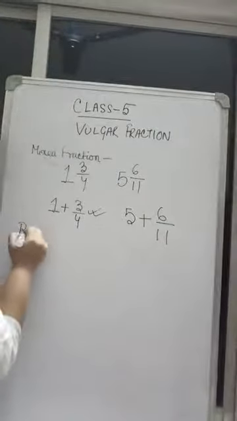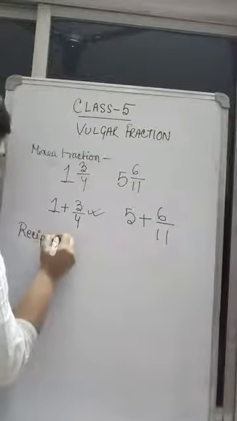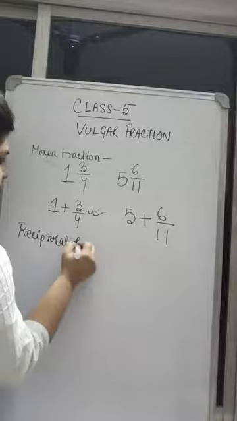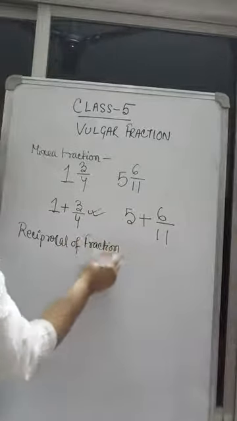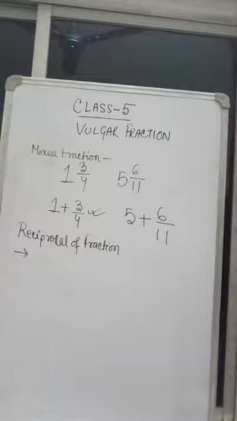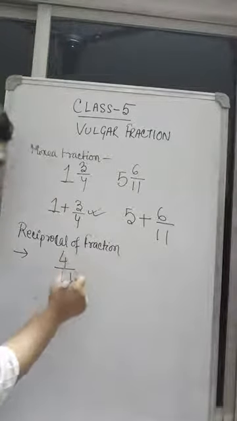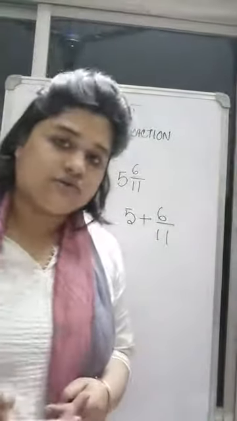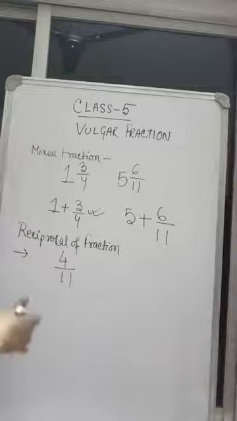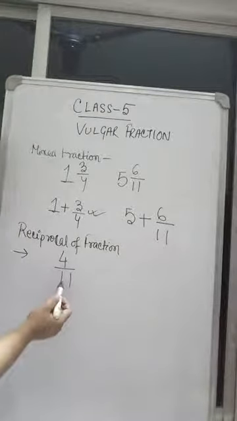Now what is meant by reciprocal of a fraction? Now reciprocal of a fraction is very easy. Suppose a fractional number is given, 4 by 11. So reciprocal means just the opposite. That means here the numerator is 4 and the denominator is 11.